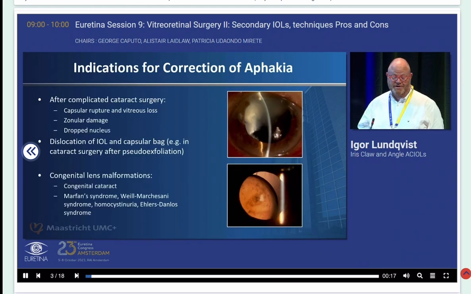Indications for correction of aphakia are well known. First of all, complicated cataract surgery, reduced capsular support, zonular damage, and dropped nucleus are all reasons for doing aphakia correction. Also, dislocation of the IOL, including in the whole capsular complex, is one of the reasons for it. The other reason for doing aphakia correction is, for example, in congenital lens malformations like Marfan syndrome or Weill-Marchesani syndrome.